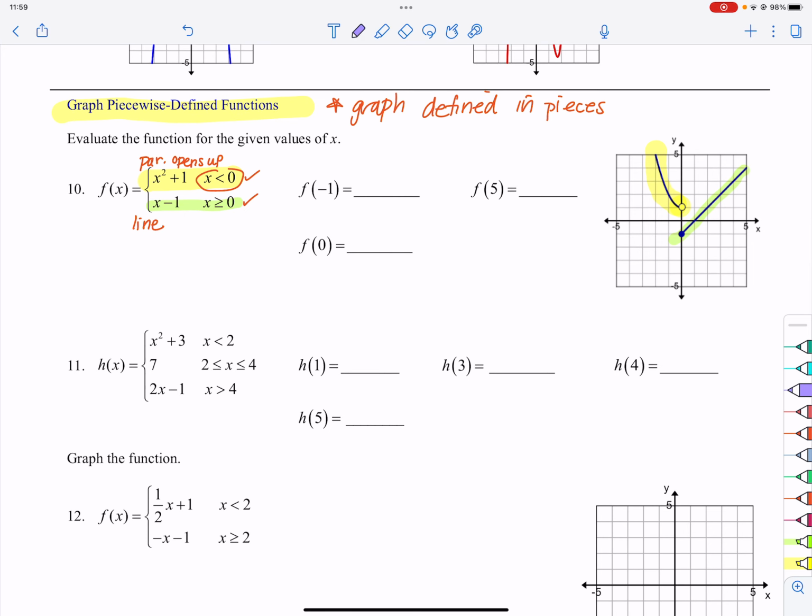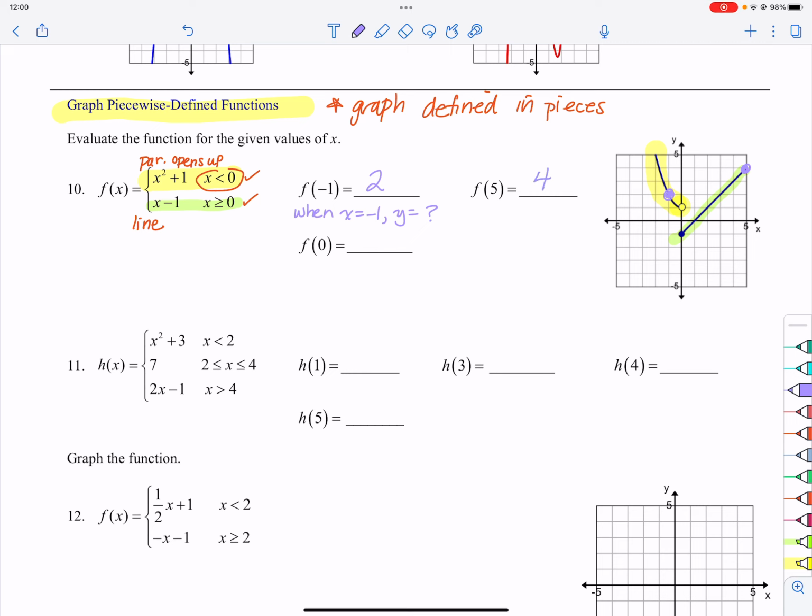So f of negative 1 says when x equals negative 1, what is y? That's what that means. Okay? And we'll do that for all 3 of these. So when x is negative 1, y is 2. Okay, f of 5. So if we can go to the graph, when x is 5, y is 4.